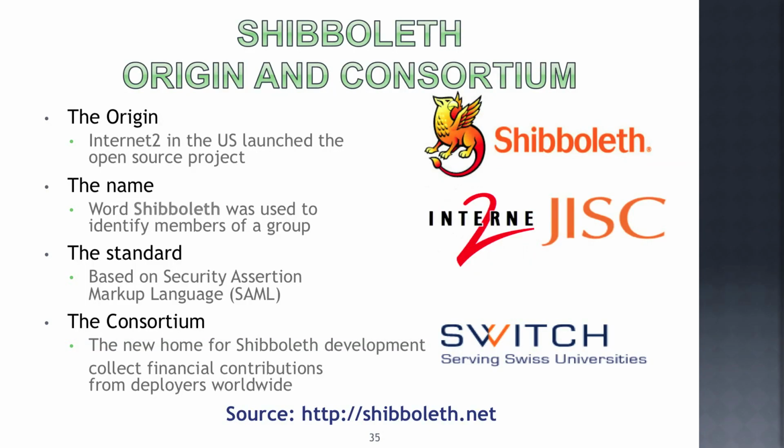In addition to VPN, various libraries are using another software which is known as Shibboleth. Shibboleth originated from Internet2 in the US, as an open source project. The word Shibboleth was used to identify the members of a group. It is based on Security Assertion Markup Language. As in the previous discussion, I told you that there is SAML. I will discuss SAML in detail in the next slide, but the standard which is used by Shibboleth is Security Assertion Markup Language. But before I explain that, let me tell what Shibboleth actually is.